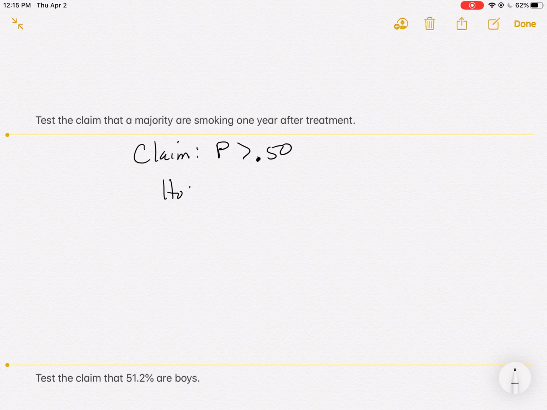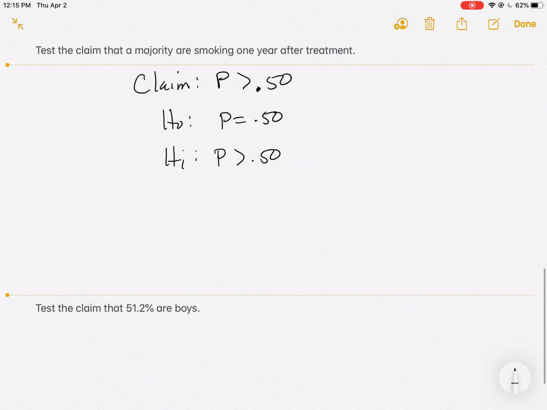What's our null hypothesis? No problem. That's just the equal to sign with the same number. And what's the alternate? It is the claim. And we're finished with those steps 1 and 2.